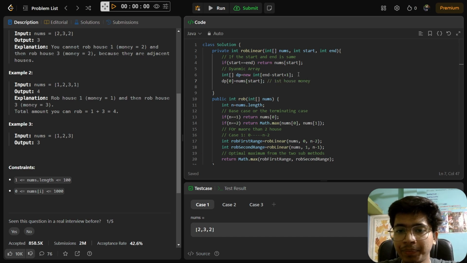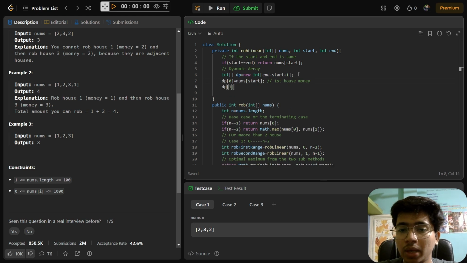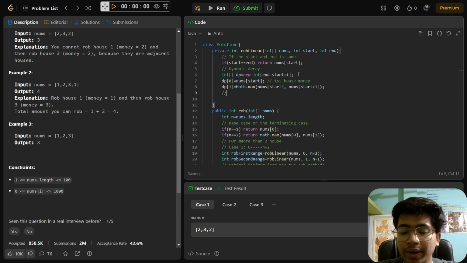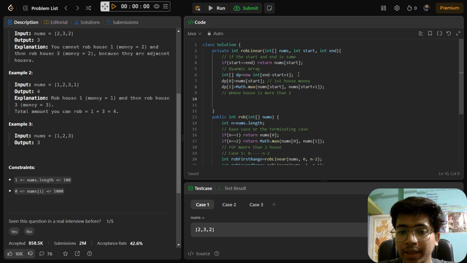First house money amount. Now we'll be initializing dp[1]. That means if there are two houses, dp[1], then we'll be choosing the maximum one. So we'll be utilizing the Java Math.max function, nums[start], nums[start + 1]. Then we'll be applying it for more than two elements, when the number of houses is more than 2. In that case we'll be using a for loop: integer i equals 2, i less than dp.length, i plus plus.